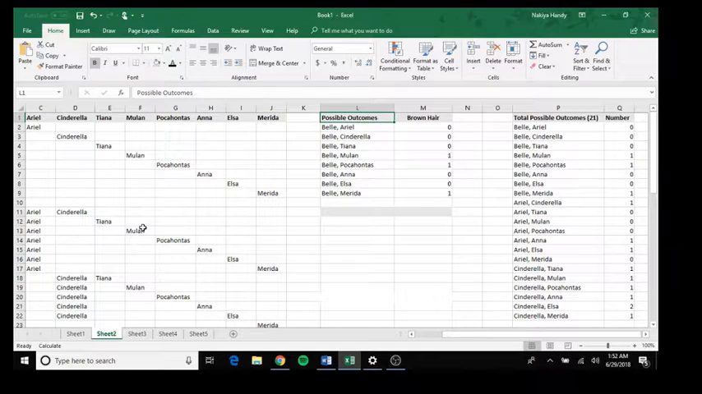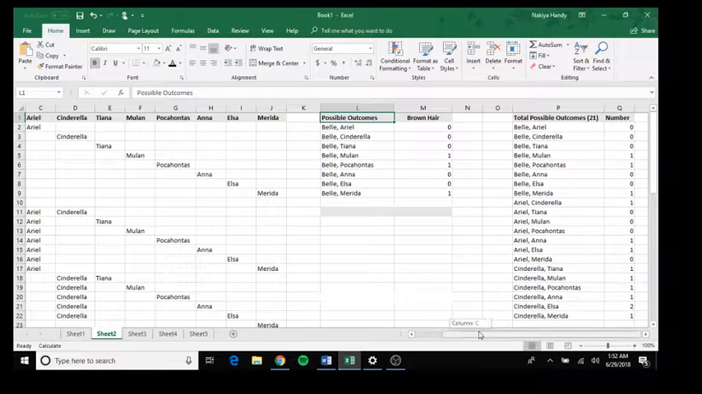it's made so that no one is with the same possible outcomes. So I did mine on brown hair, and for over here for the possible outcomes for Belle and Ariel it's 0. For Belle and Cinderella it's 0. For Belle and Tiana it's 0. For Belle and Mulan it's 1. For Belle and Pocahontas it's 1. For Belle and Anna it's 0. Belle and Elsa is 0. And Belle and Merida is 1.